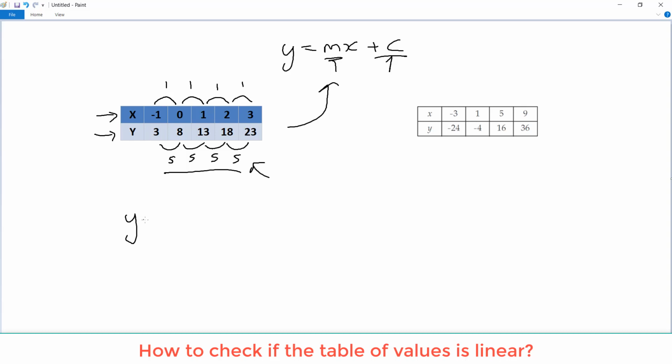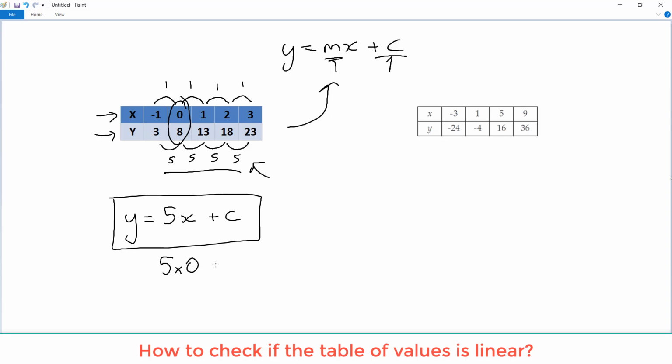So now what I know is that this function is going to be 5x plus something. So that 5 tells me that instead of an m, we can write the 5. Now we need to know what that plus is. If we just take any of the points, let's take this one, 0 and 8, we can substitute them in. So we've got 5 times 0 plus c, and we know that the y for this is 8. Now 5 times 0 is 0, so that's telling me that c must be 8. So my function for this table is y is equal to 5x plus 8.